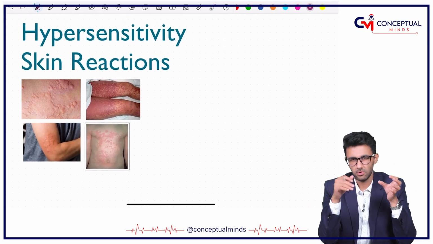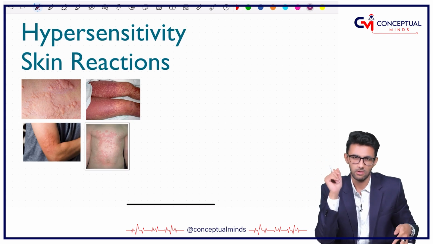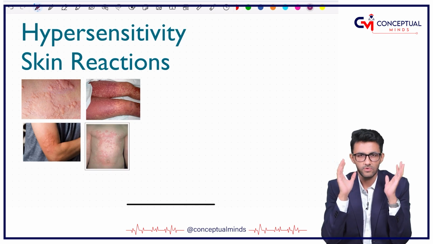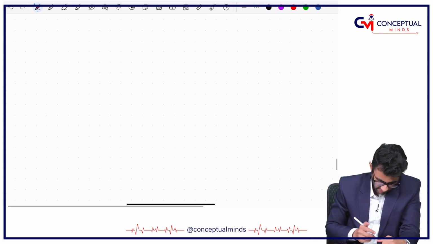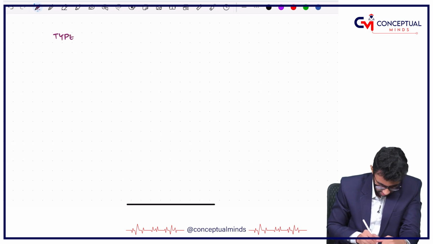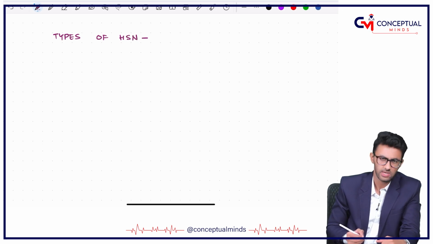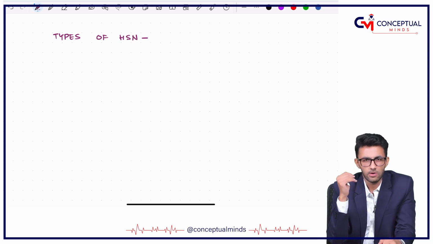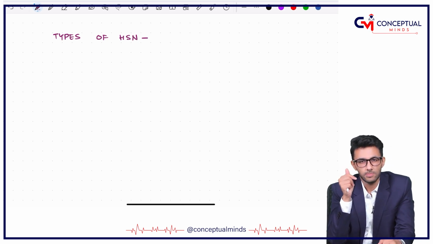Let me take this opportunity to revise the whole thing once again. What are the important things we have to remember from this chapter? First of all, the patho part: types of hypersensitivity reaction. We should know the 4 types, type 1, 2, 3, 4, and type 1 has 2 types.